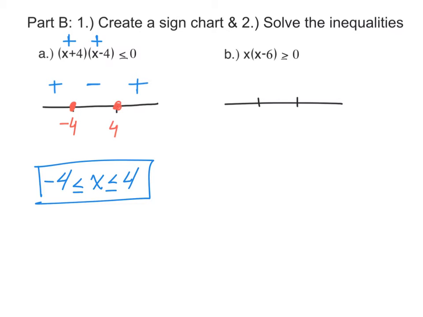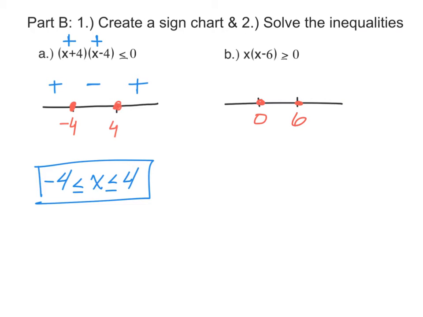So let's do it a few more times. In part B, I have x times x minus 6 is greater than or equal to 0. So first we identify the two most important points. That's going to happen when x is equal to 0 and when x minus 6 is equal to 0. So that's when x is equal to 6. 0 comes first, not because it was first, but because it's smaller than 6. Both 0 and 6 are important because they make the expression equal to 0.